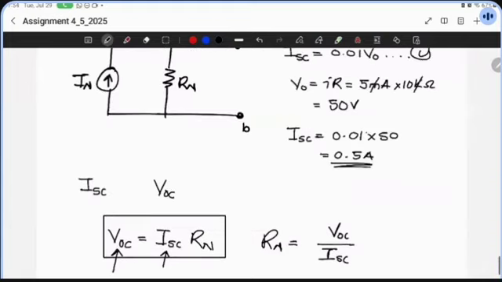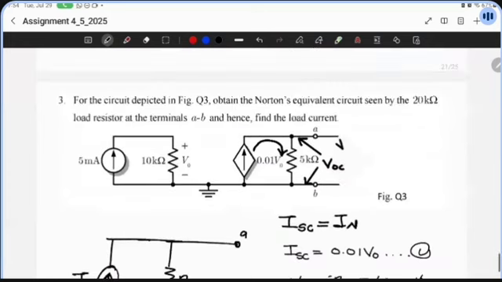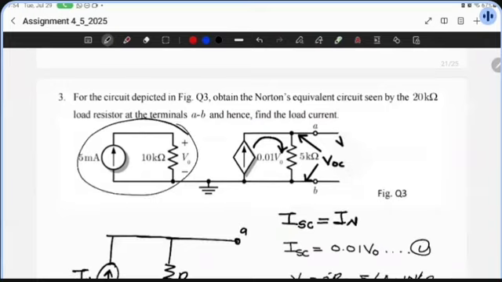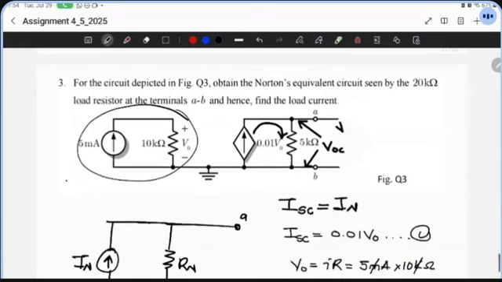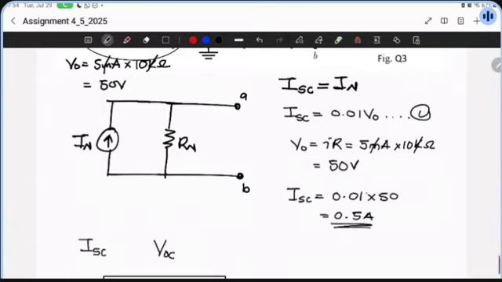Now, to find what V0 is, we come back to this circuit. See, even in the absence of the load, notice that nothing has changed on this side. So V0 will still be equal to 5 milli multiplying 10 kilo. And just like before, this will still be 50 volts. So V0 is 50 volts.